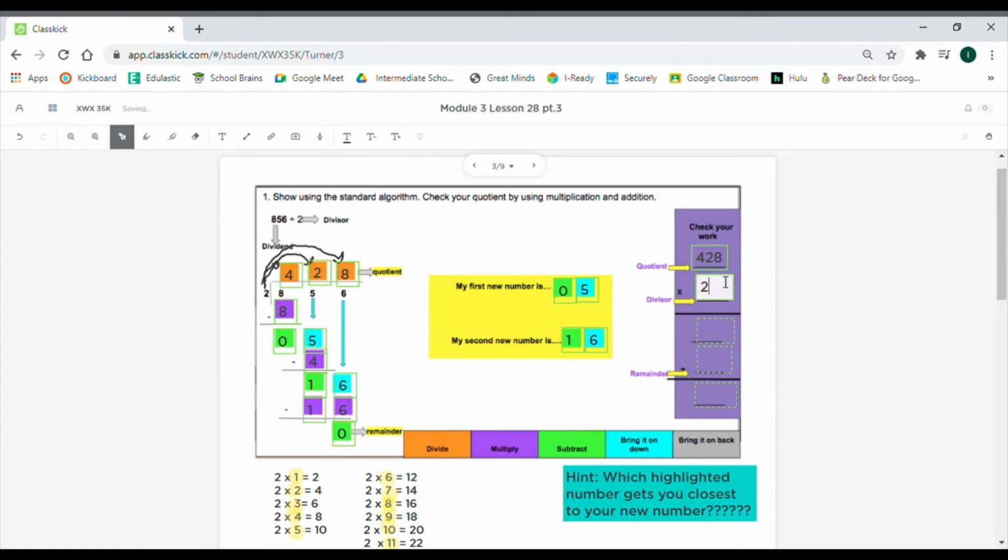So my quotient is 428. My divisor is 2. And we're going to multiply these two numbers together and add our remainder of 0 to see if we get our total, 856. Go ahead and pause the video. I want you to multiply 428 times 2. Tell me what you get. If you got 856, you are absolutely correct. And we know that 856 plus 0 is still 856.